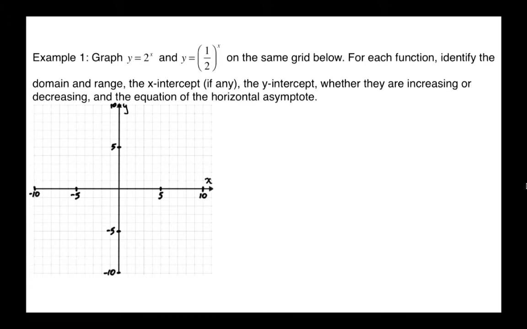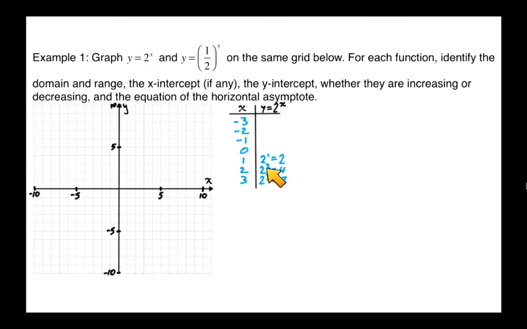Whenever you're doing a graph of a new function, it's handy to do a table of values. So here are a few easy x values for which we can calculate the y values, and then we'll be able to plot them on the graph. So you should know these powers. 2 to the 1 is 2, 2 squared is 4, and 2 cubed is 8.